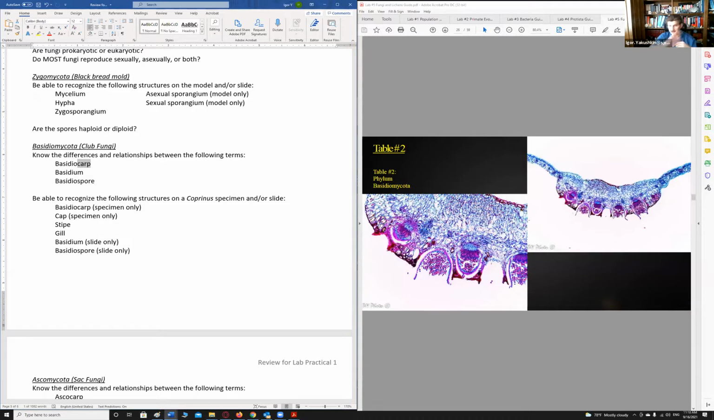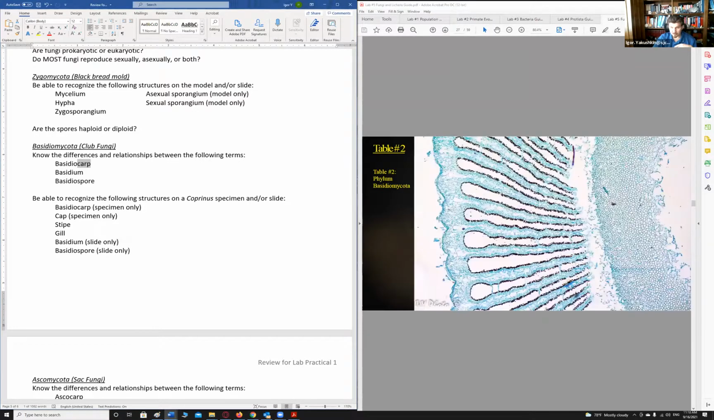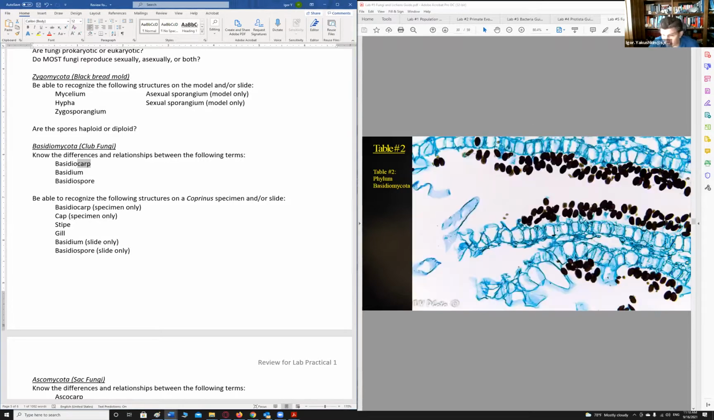So here we're looking at the cross section, of course, and this is the spores produced. Here we go. So gills, right? And then the black dots are spores. And whenever we're looking under a higher magnification, you can see that bluish structure. So gill, bluish structure will be a basidium.